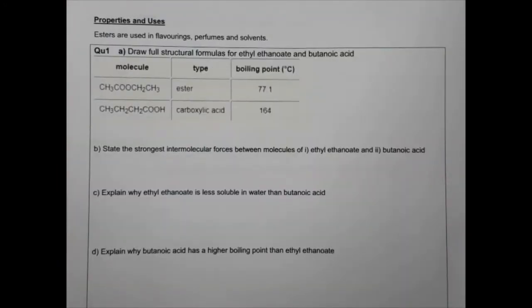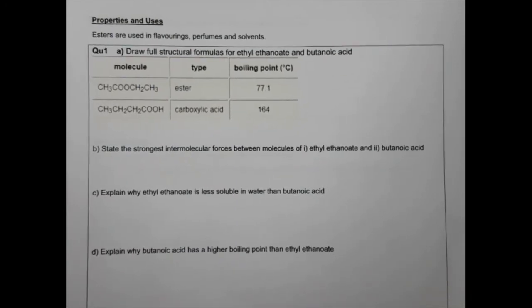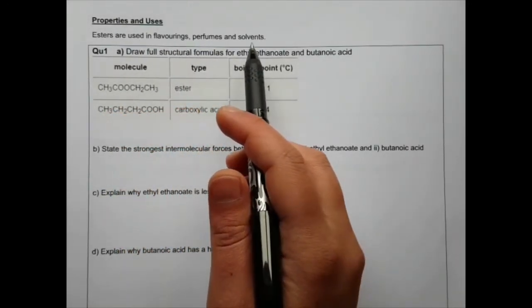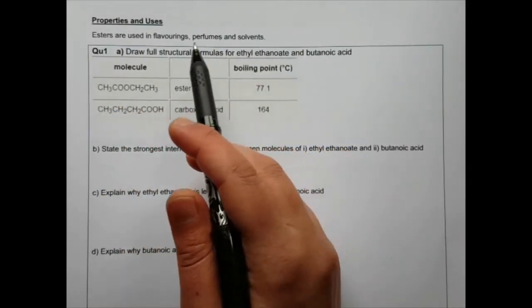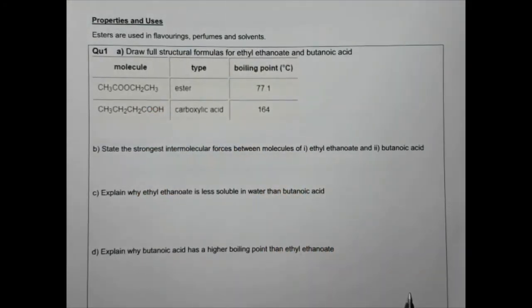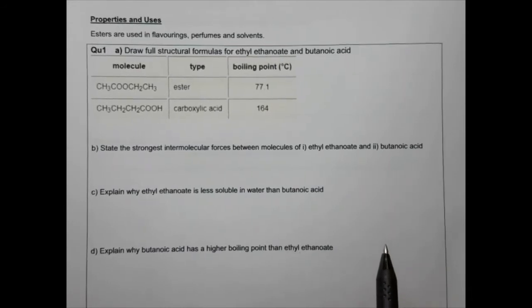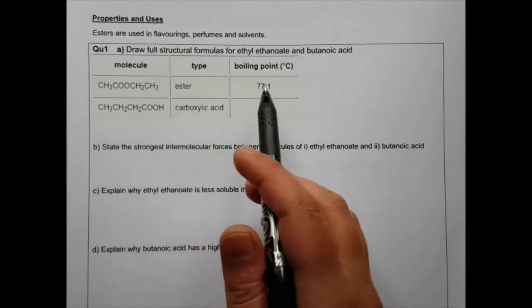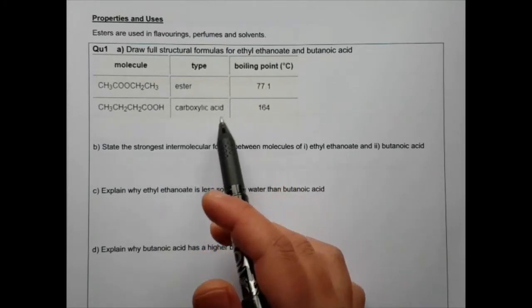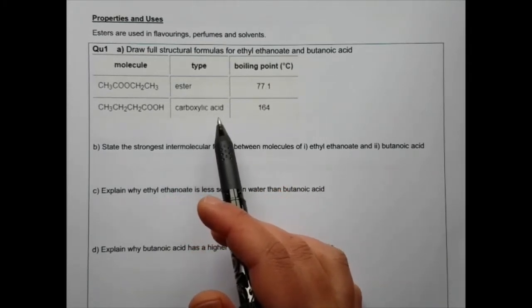Okay, so moving on now to page 32, we're just going to have a quick look at the properties and uses of esters. So esters are used in flavourings, perfumes and solvents. Just mentioning that really briefly because we're going to look in more detail at their use in flavourings and perfumes later on. What we're going to do in this question 1 is take a look at the intermolecular forces in esters, and compare them with a carboxylic acid.